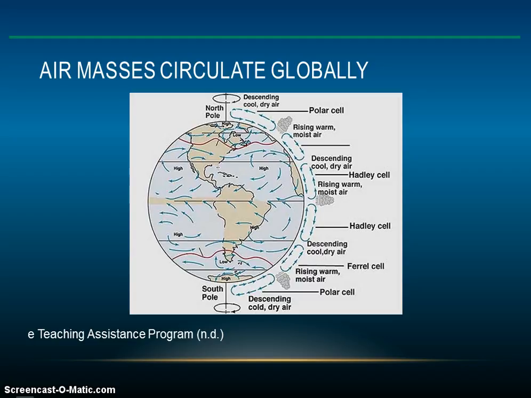Westerlies are the currents that move towards the poles and away from the Hadley cells, and are diverted to the right by the Coriolis effect. The trade winds are the currents that move towards the equator and away from the Hadley cells and are deflected to the right by the Coriolis effect.